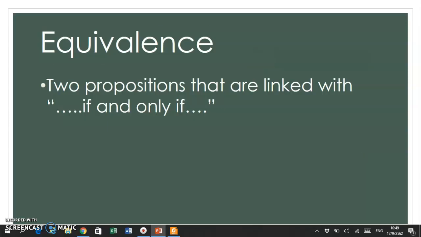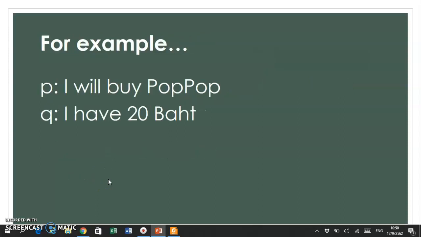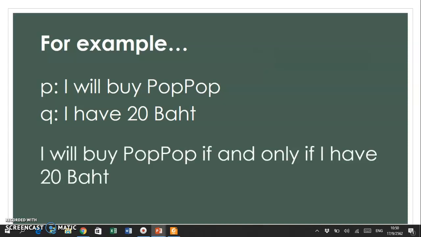Alright, we have equivalence. Equivalence is two propositions again. Now these propositions are linked with if and only if. Okay? So you would say P if and only if Q. The symbolic form of that would be this double arrow. So P if and only if Q. So for example, P, I will buy pop pop. Q, I have 20 baht. Well, how would I write this as an equivalent statement? I would say, I will buy pop pop if and only if I have 20 baht.